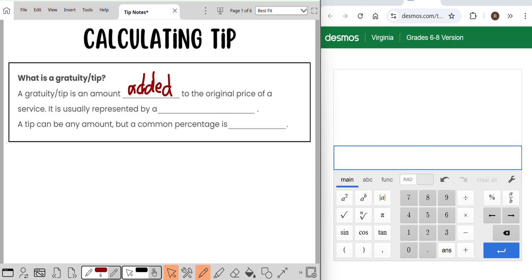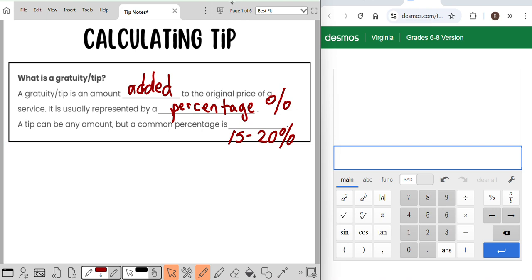A service is when you pay someone to do something for you, like someone that cuts your hair, or someone that cleans your house, or even someone who is your server at a restaurant. It is usually represented by a percentage, and sometimes we shortcut that by just writing the percent symbol. And a tip can be any amount, but the common percentage for a tip is 15 to 20% of the total. And I'm going to go ahead and put that below there because I didn't want to get in the middle of the other writing.